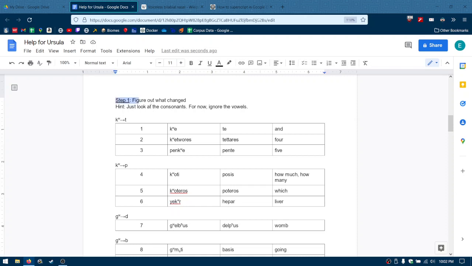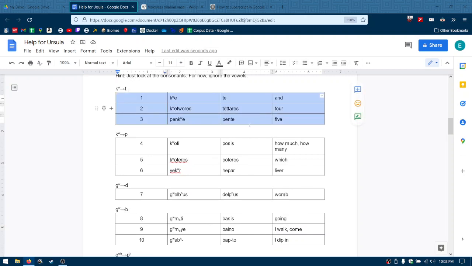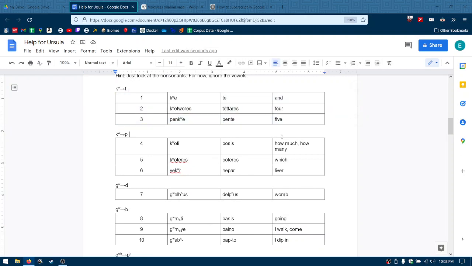So I broke this into steps for you. Step 1, figure out what changed. And the hint is to just look at the consonants. For now, we're ignoring the vowels, just like I said. So in these three, KW is turning into T. And you don't need to know anything about KW or T at this point. You just need to notice that KW is now T.